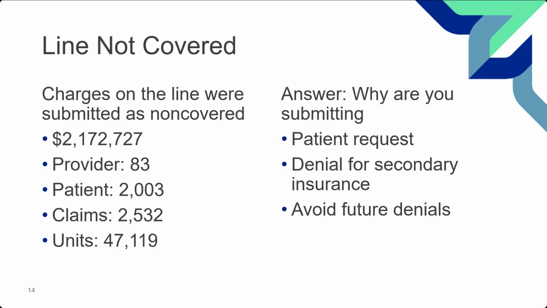Sometimes you actually bill these because you need it for the secondary insurance. So maybe it's Medicaid or maybe there's an insurance that pays after Medicare. That's why you're billing it. And then the other one is just to avoid future denials. So you bill it in case the primary comes back and takes money back, but you know it's not covered and you want the patient to see that in the future. That's why you're doing all of these different things.